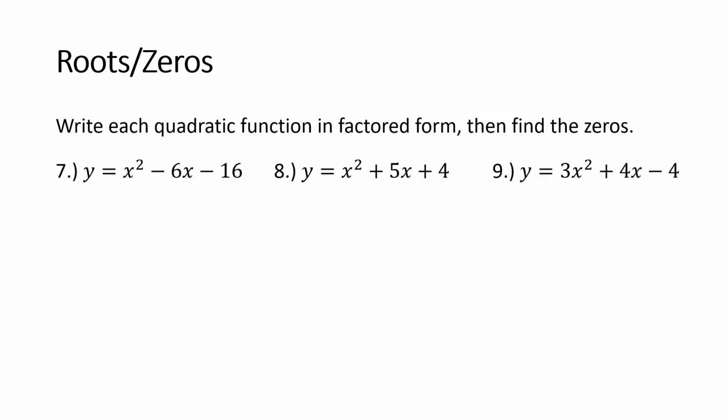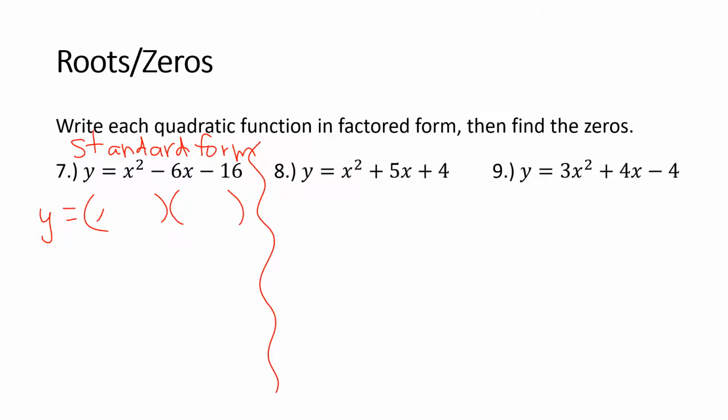All right. For this section, we're going to write a quadratic equation in factored form and then find the zeros. So looking at number 7, we have y equals x squared minus 6x minus 16. Now the equation right now is written in standard form. And they tell us that we want to write the equation in factored form. Well, that's easy. All you need to do is factor it.